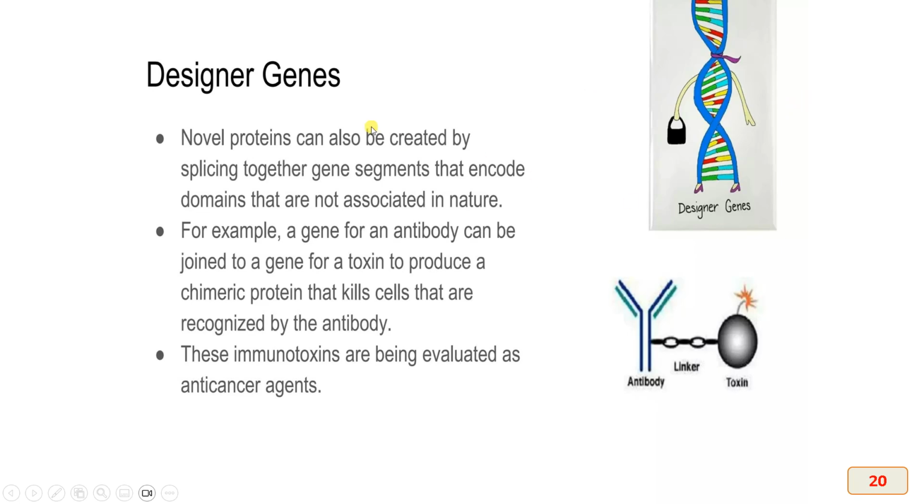So these novel proteins can also be created by splicing together genes that encode domains that are not associated in nature. For example, a gene for an antibody can be joined to a gene for a toxin to produce a chimeric protein that kills the cells that are recognized by the particular antibody.